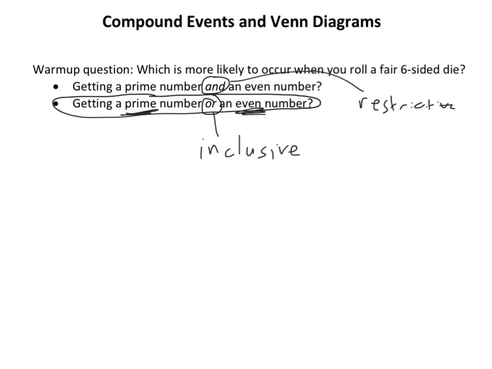I don't know that I really want to take the time to compute either of these probabilities right now. It wouldn't take a long time, but I really just want to focus on this idea that when we have an and probability, we are restricting ourselves because we're needing to meet two qualifications, and when we have or, we're going to have a higher probability because we're including one or the other or both of them.